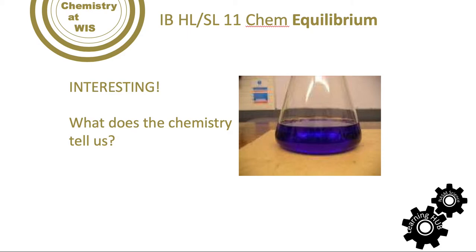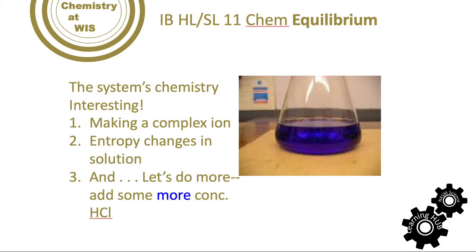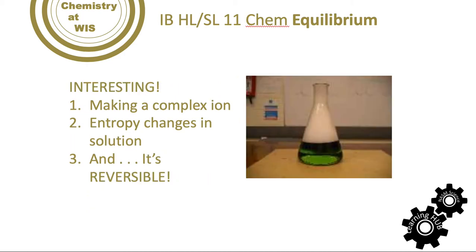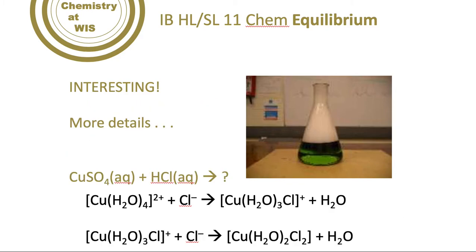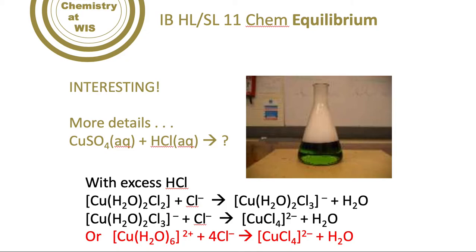And so what is the chemistry looking at here? We're making a complex ion. There's an entropy change when you're dissolving solids in liquids, and indeed making the solid ammonium chloride. And if we add some more concentrated HCl, it goes back to being the green color, and you get the ammonium chloride fog above it. The reaction is reversible. So what's actually happening here with the formulas, it's going both ways.